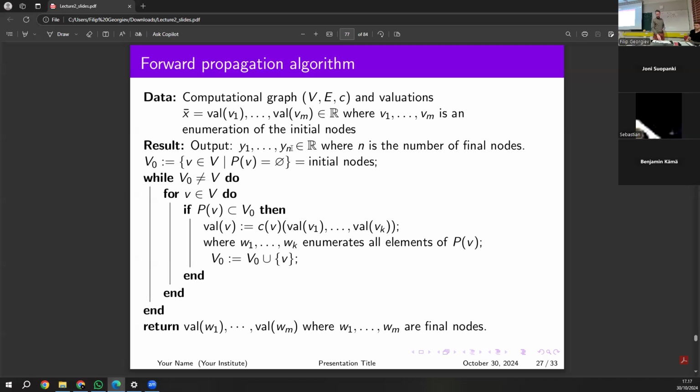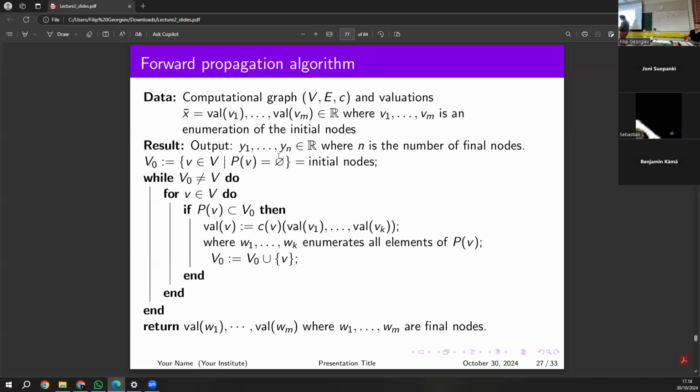And then the algorithm runs like this. We form a set V0. The idea of V0 is that it's the set of nodes which have already been evaluated. At the beginning, the nodes that are already evaluated are the initial nodes, those which don't have any parents. And then as long as V0 is not the entire set, so as long as there are any nodes which haven't yet been evaluated, we repeat this loop.